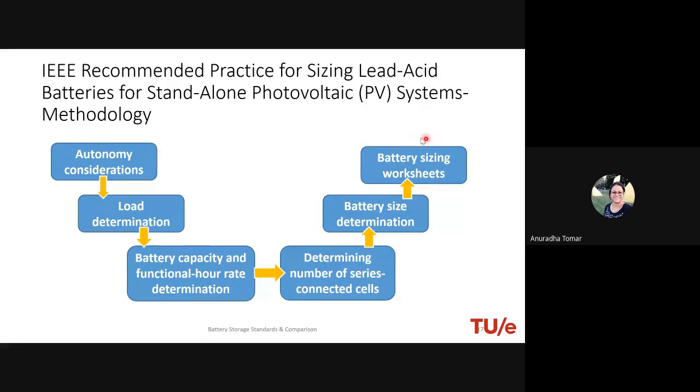And then finally this comes with the battery size determination, and then battery sizing worksheets. This is something that I've told you, that different examples are given with some calculations. So this standard finally concludes this document with the battery sizing worksheet. So this is something I really found very interesting. You could just have a look at this standard.